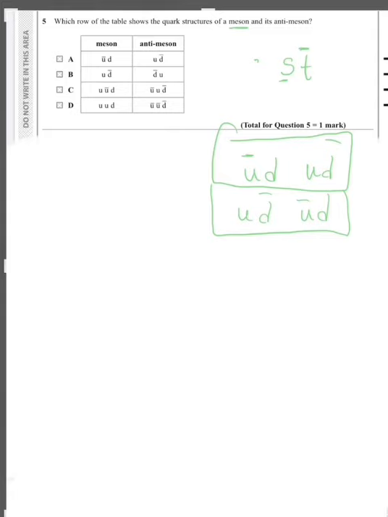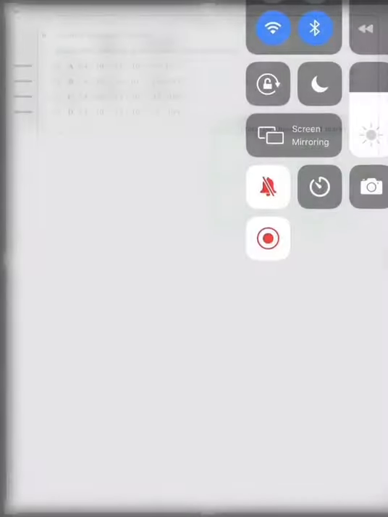So the answer is A. The answer is not B, since they are arranged differently. See here, this is UD and this is DU. It should be UD, UD. So the answer is A.